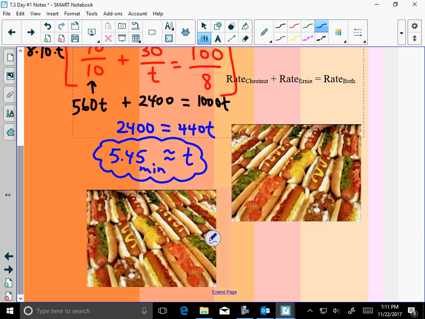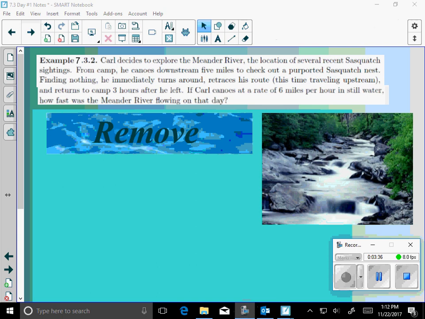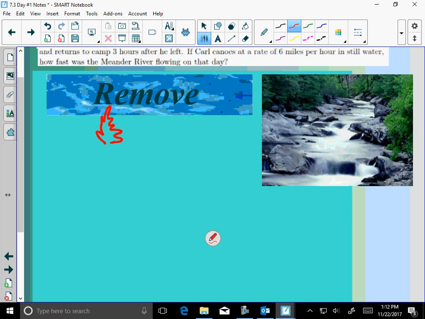All right, let's look at another type of problem similar to that. Okay, so Carl decides he's going to explore the Meander River, the location of several recent Sasquatch sightings from camp. Let's draw camp. Can we draw fire for camp? Let's draw fire. There's the fire. That's camp. It's along the Meander River.